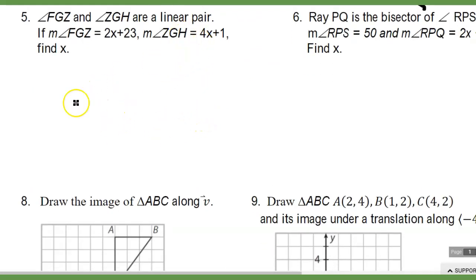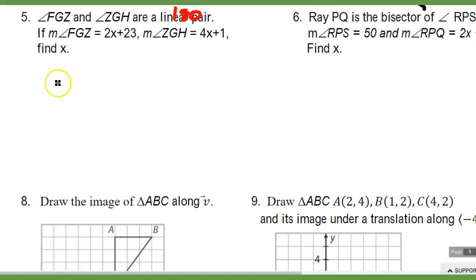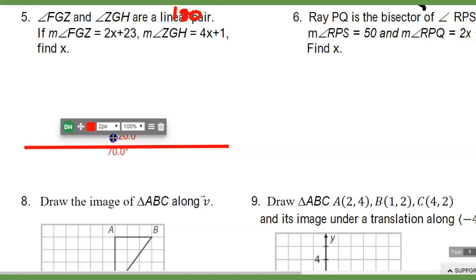So just remember linear pair. Every time you see that, you've got to think that's 180 degrees. All right. So let's draw a graph just to be complete here. So we have 180 degrees and a pair of angles on 180 degrees.